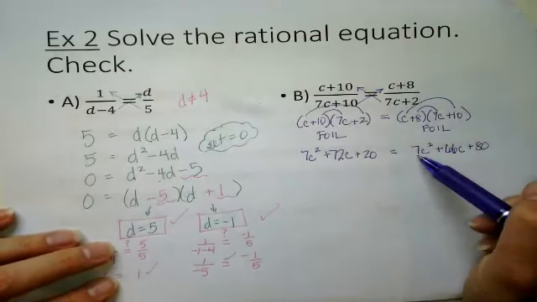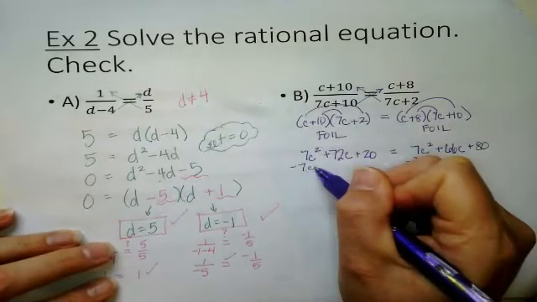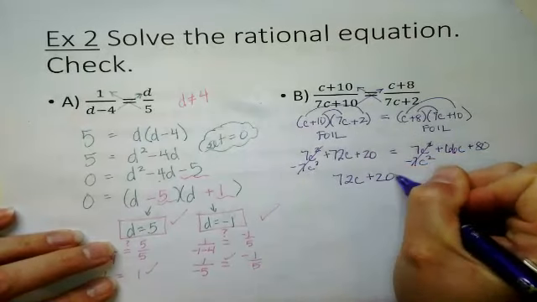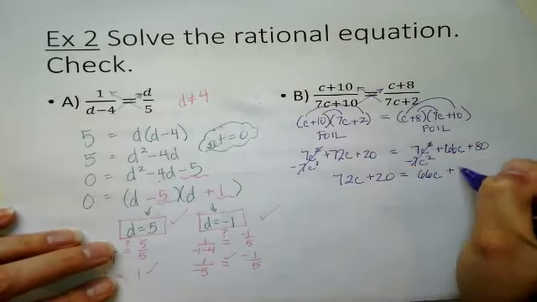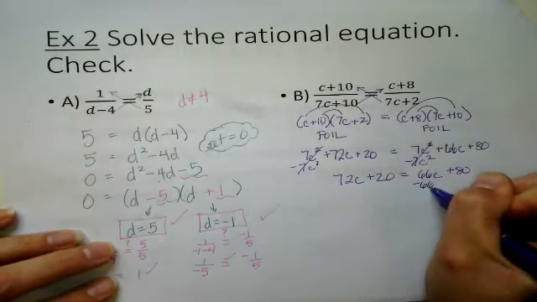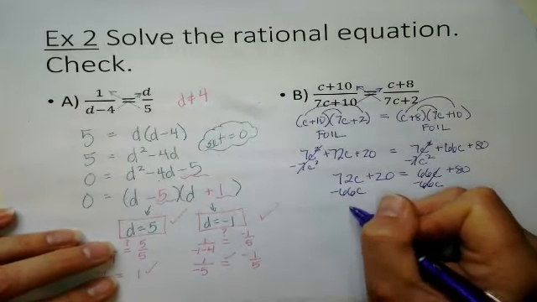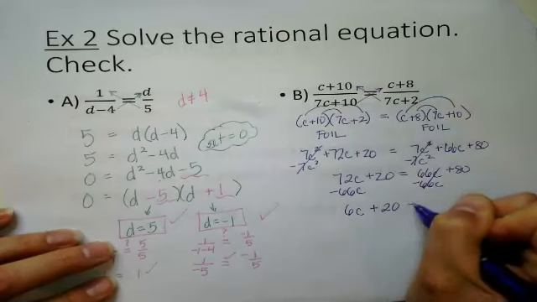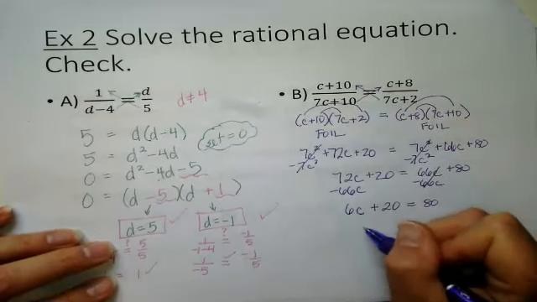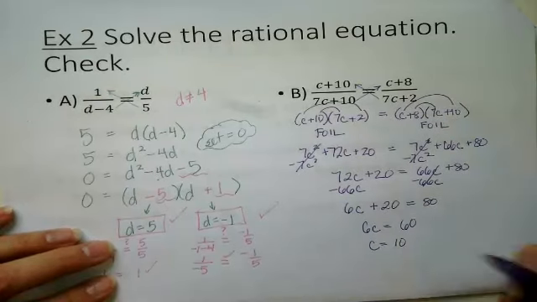All right. Well, you'll happen to notice if we try and collect like terms here, subtract 7c squared, they're going to cancel out. So that's nice. And so I'm left with 72c plus 20 equals 66c plus 80. And I can go ahead and get my c's together. I'm going to subtract 66c. 72 minus 66 is 6 c's plus 20 equals 80. I'm going to go ahead and subtract the 20. So 6c equals 60, since 80 minus 20 is 60, and it looks like c equals 10.